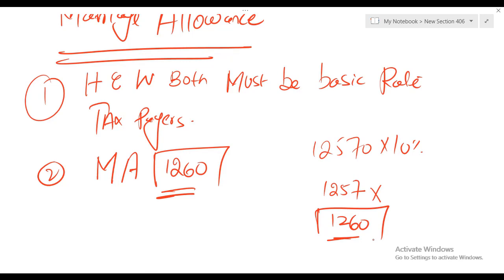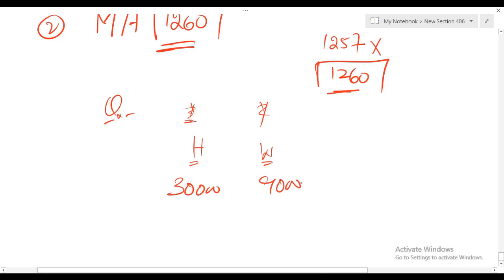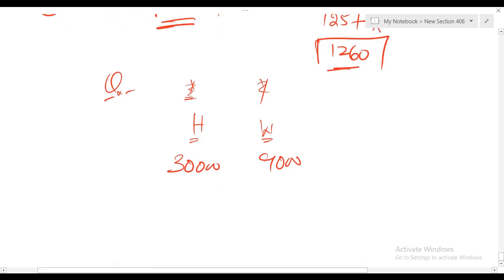Now the question is how it works. How do we save tax by claiming marriage allowance? Let me show this through a question. Let's say we have a husband and a wife. The husband has employment income of 30,000. The wife has employment income of 9,000. So it can be clearly seen that husband and wife are both basic rate taxpayers, and the wife is in a position where she cannot utilize her entire personal allowance.